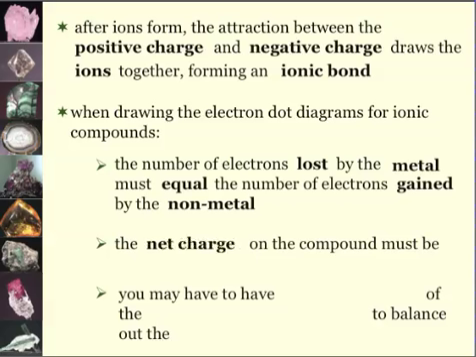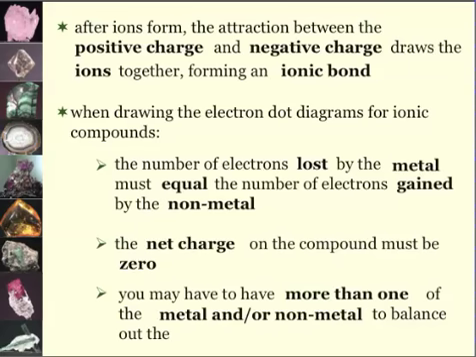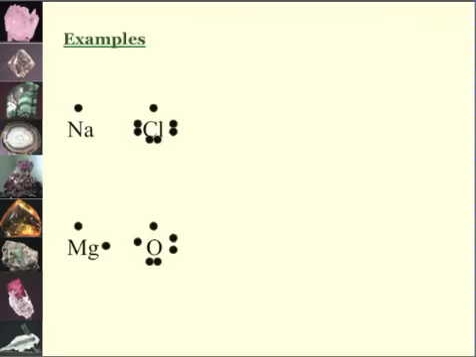All right. The net charge on the compound must be 0. Okay, this is something that I've said time and time again, and this is why, right? So we're now looking into the reasons why we name compounds and make the formulas the way that we do, okay? So you may have to have more than one of the metal and or non-metal in order to balance out the charges, okay? This is, again, something that we know already.